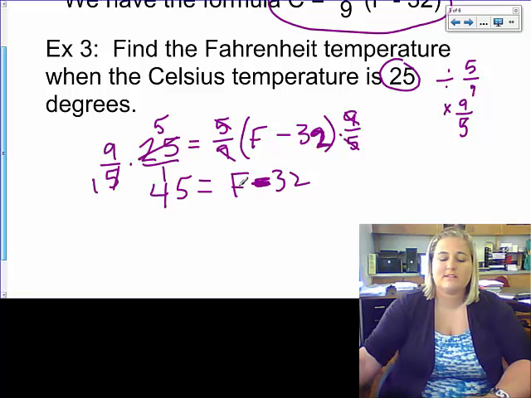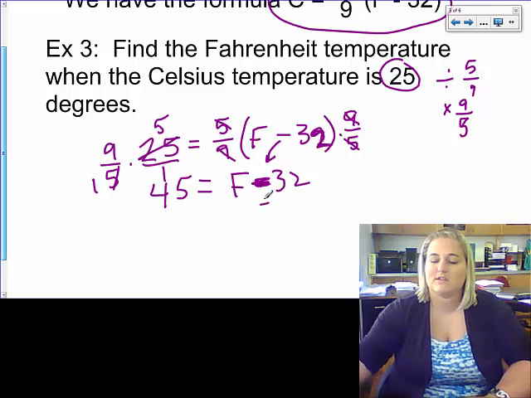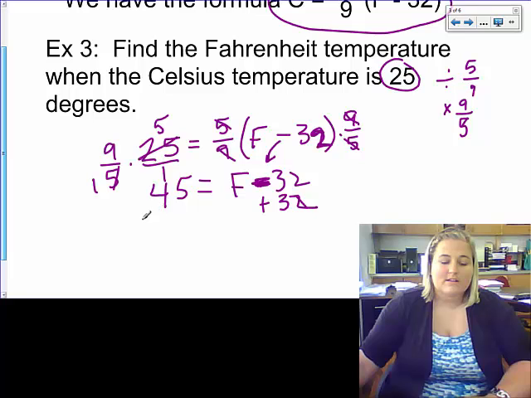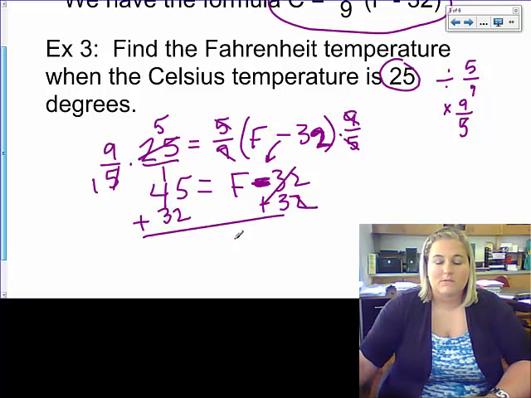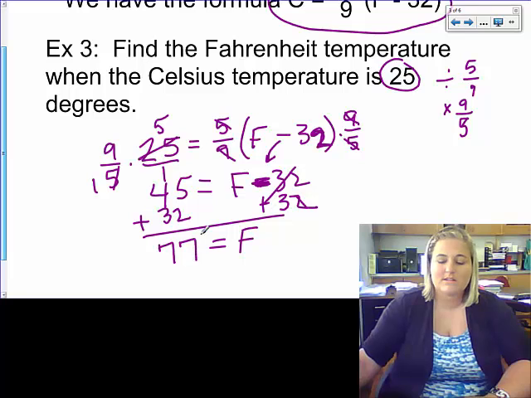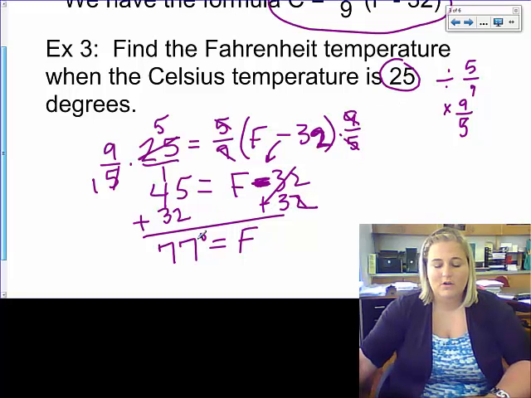Okay, I have F minus 32. That's supposed to be a minus sign. So I'm going to add 32 to the sides. It cancels out, so I'm left with F equals, and when I add these two together I get 77 degrees. And so what this is telling me is that when the temperature is 25 degrees Celsius, then the Fahrenheit temperature is 77 degrees. Those are equal to each other.